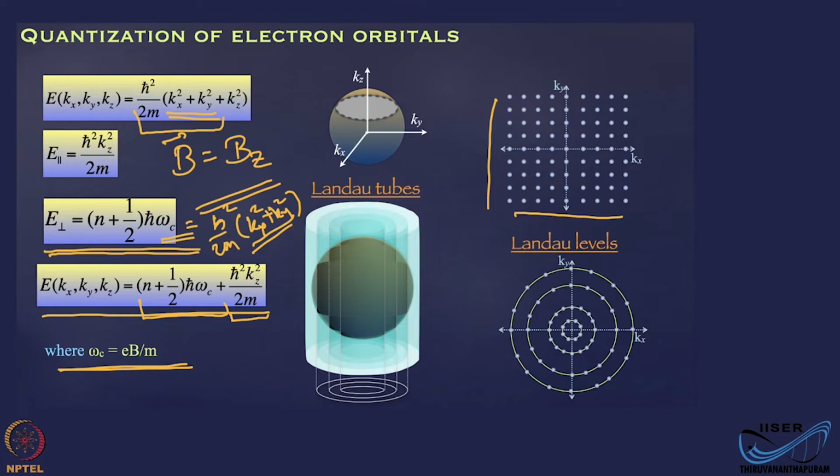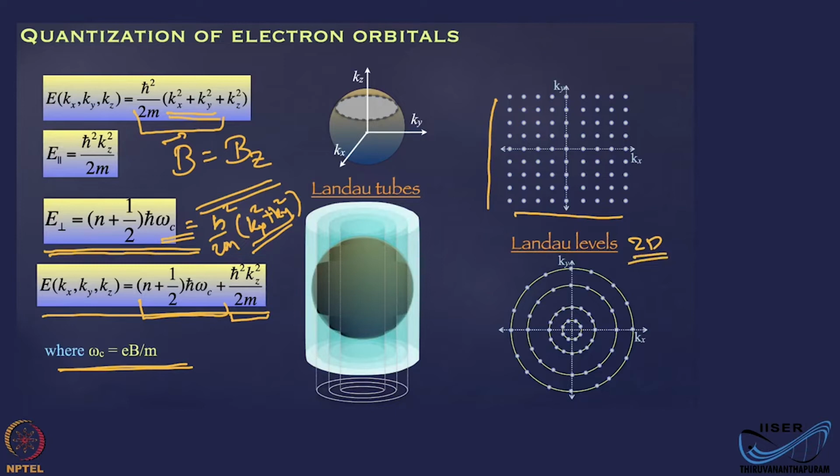So all those states which were distributed evenly have condensed onto circles. Okay, because all these k states need to be in one of the circles defined by this radius square. So all the k states now have condensed onto these circles. These circles are called Landau levels, and this quantization condition is called the Landau quantization condition. This is the case when you have a two-dimensional system.